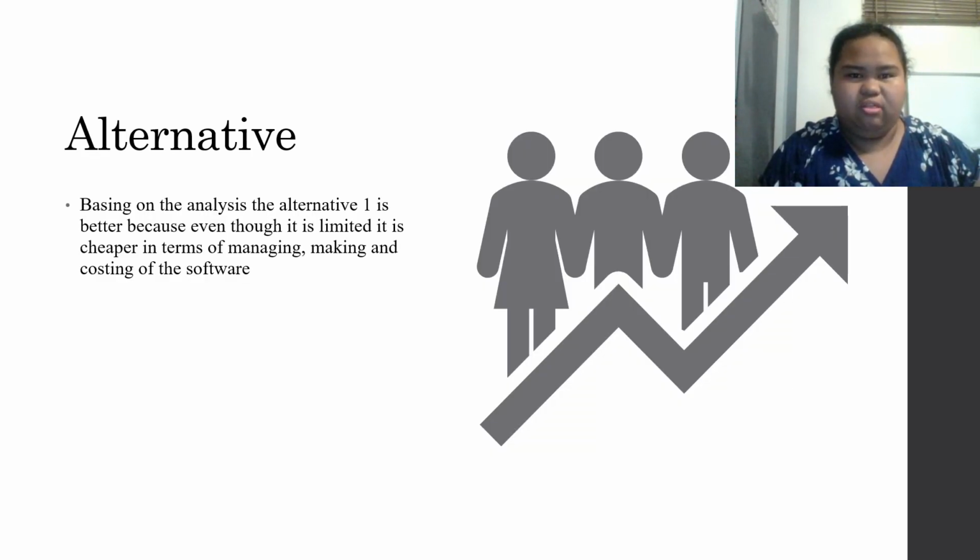So, based on the criteria analysis, we can see that alternative one is better because even though it is limited, it is cheaper in terms of managing, making, and costing of the software.